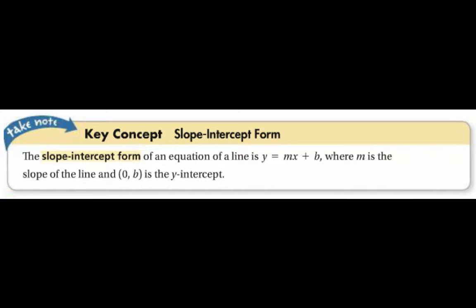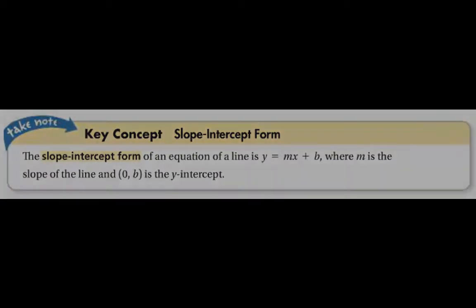The slope-intercept form of a line is y equals mx plus b, where m is the slope of the line and (0, b) is the y-intercept. In the equation, this number here is our y-intercept. Slope-intercept form allows us to draw quick graphs because we can just look at the equation and know the slope right away and we know the y-intercept. It's not always going to be a plus sign here. If it says plus 2, that means the y-intercept is positive 2. If it says minus 2, then the y-intercept is negative 2.